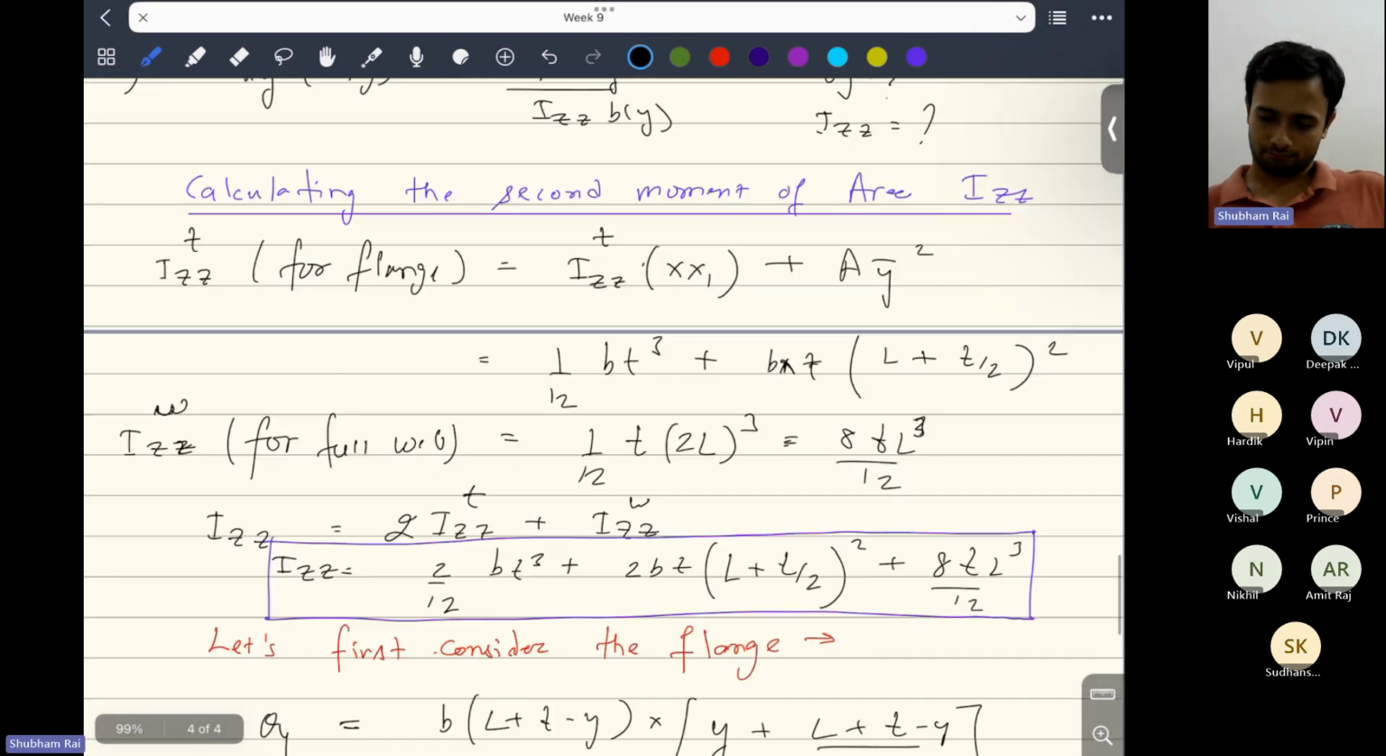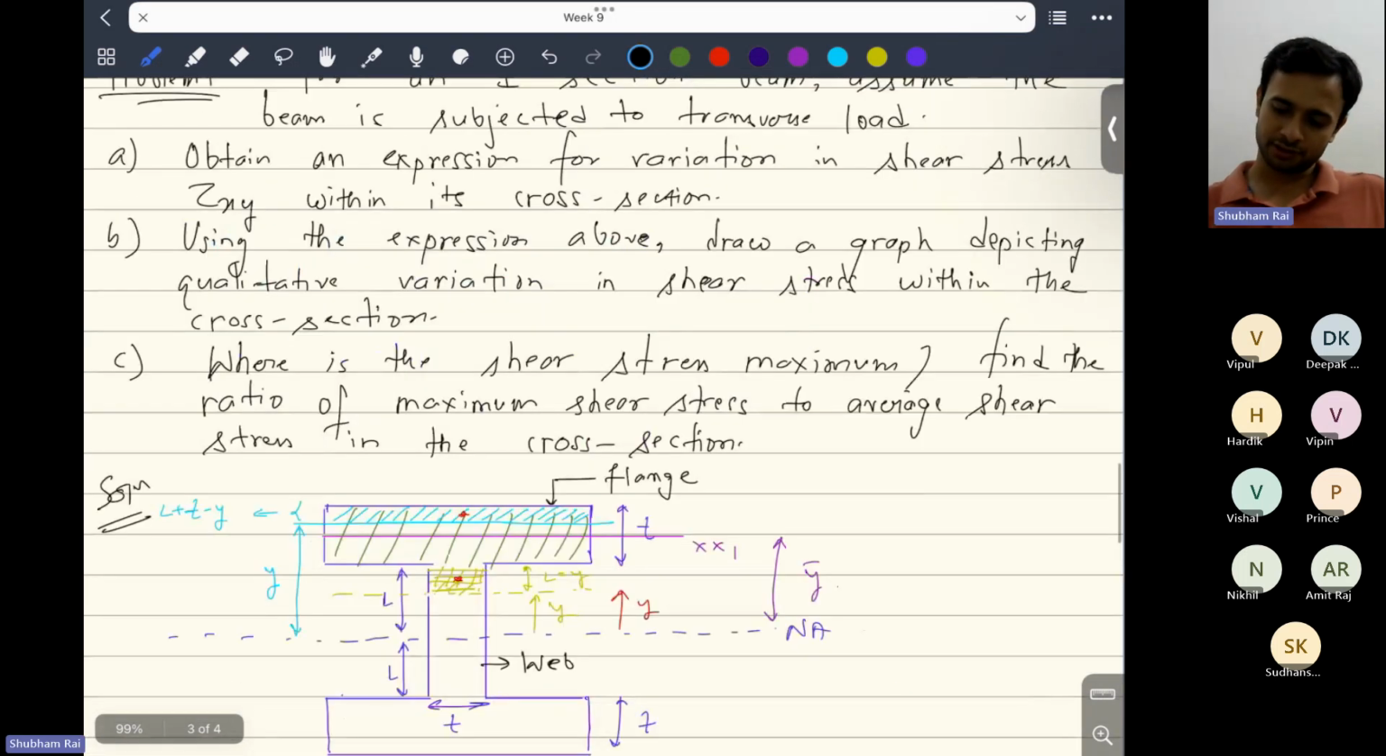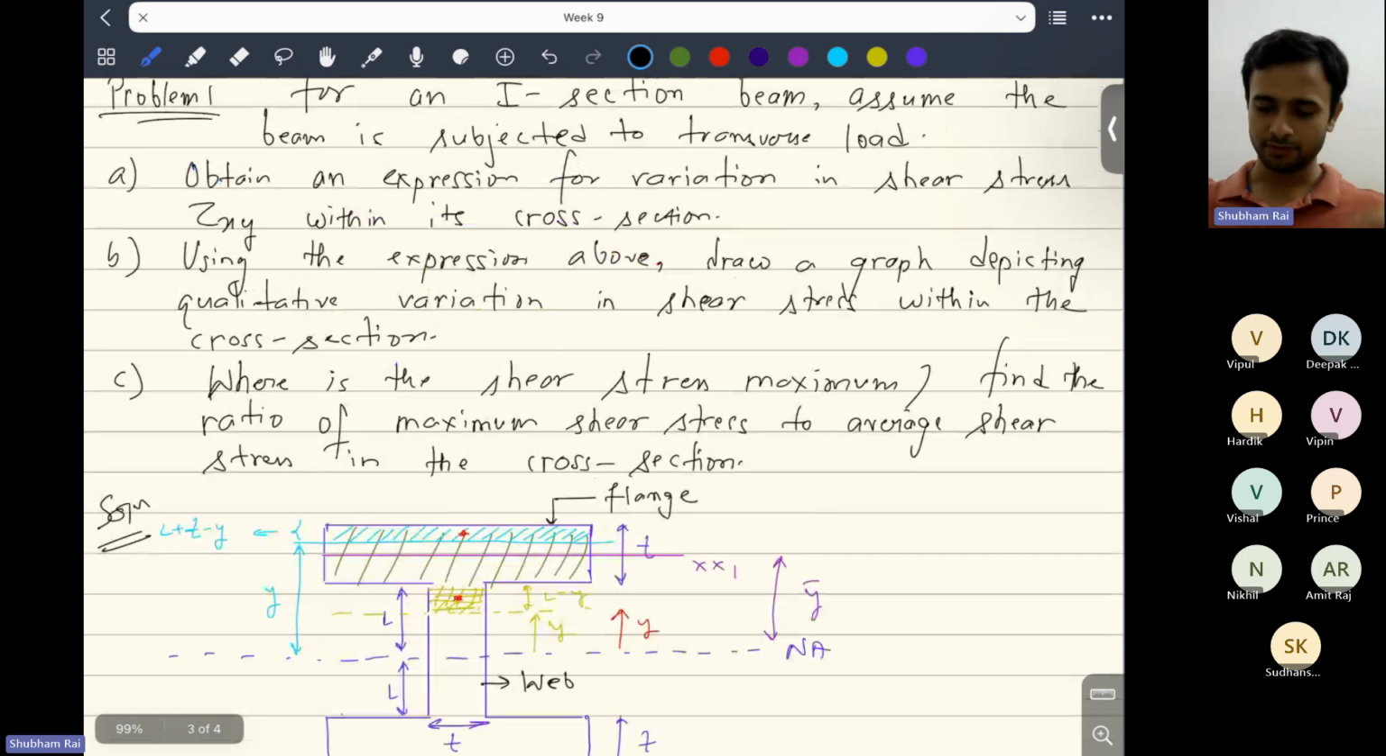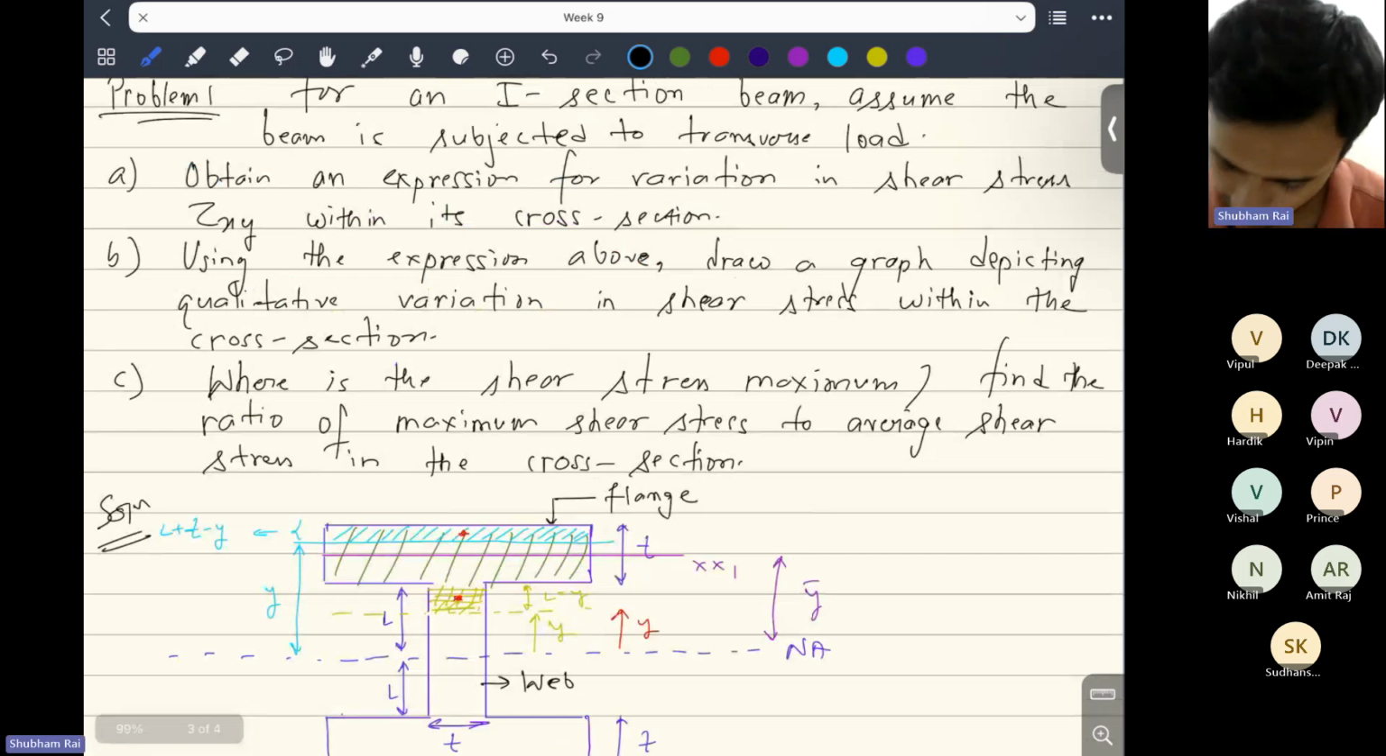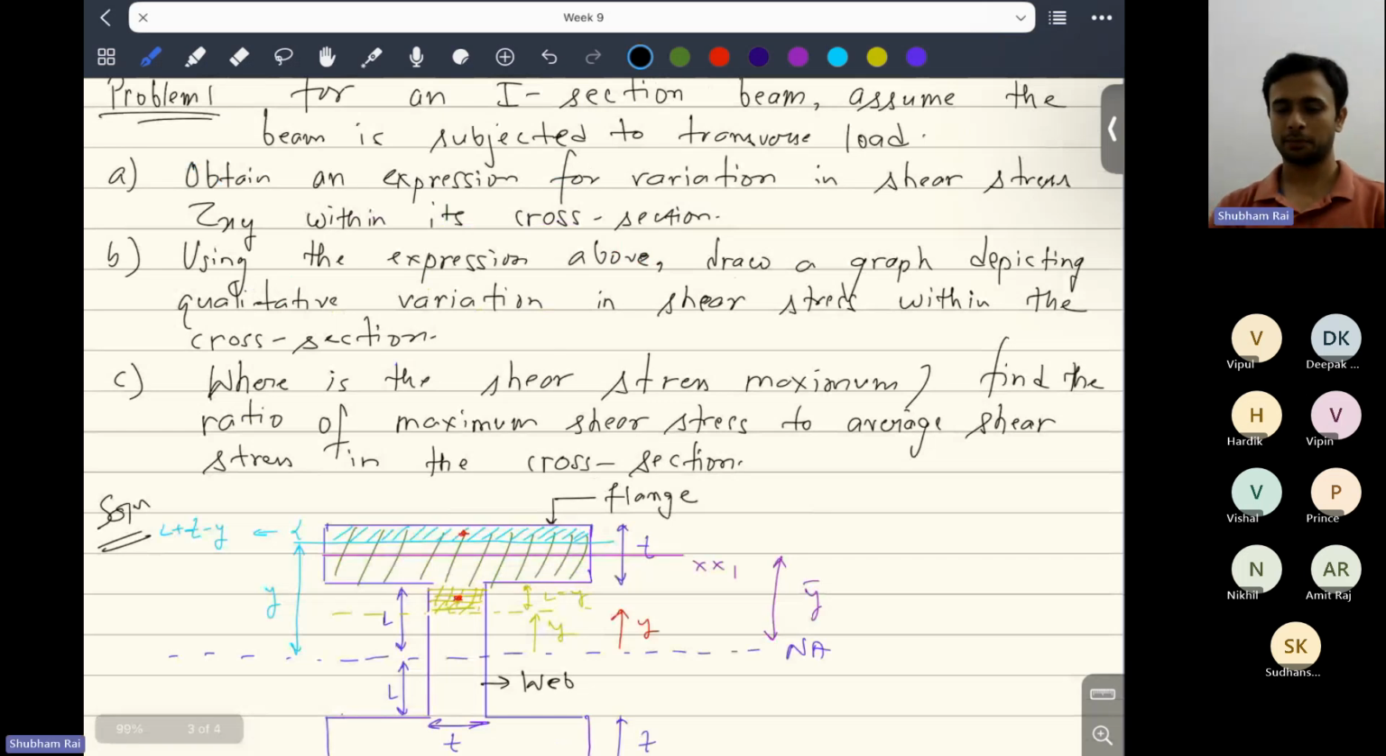Now you try to solve part B. In part B, using the expression, you now have the expression for tau yx for the flange and for the web. So you try to plot that, and it will be symmetrical about the neutral axis. So you can just copy the pattern which is above the neutral axis to below the neutral axis as well. Yeah, please try to do that. I'll be back in a minute.